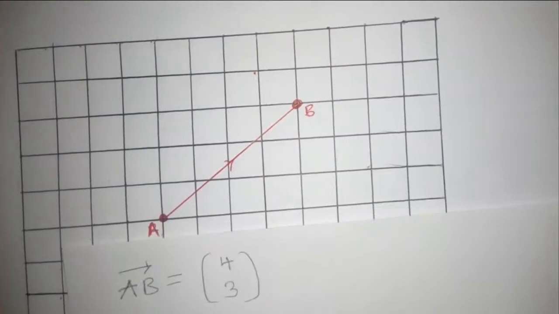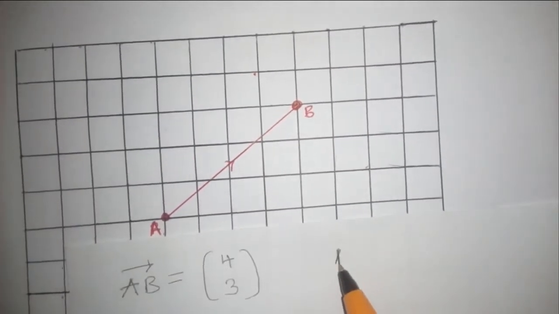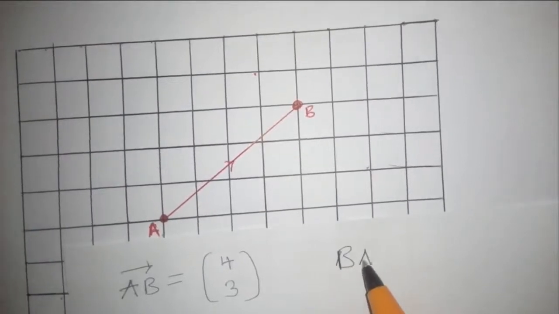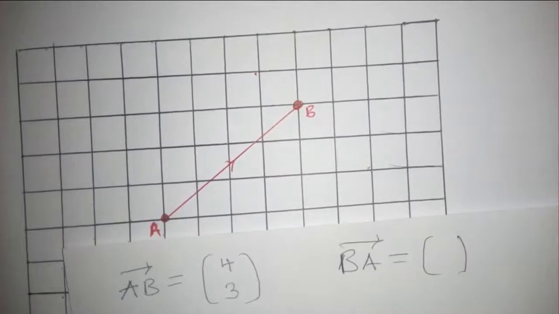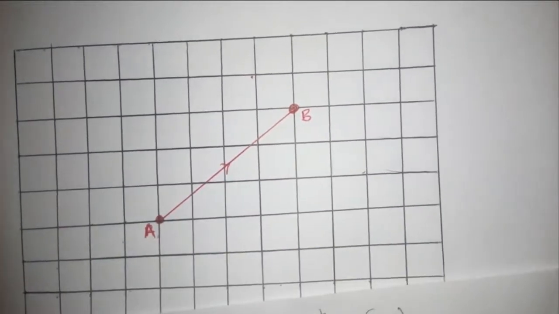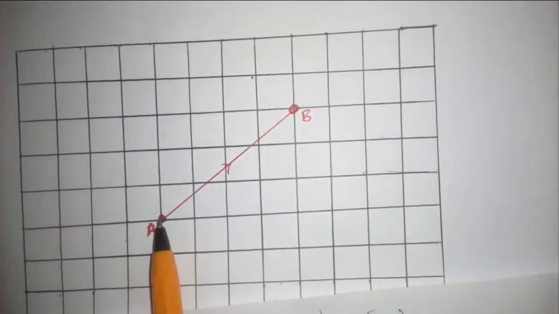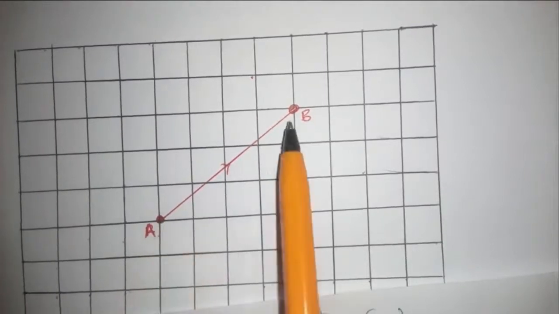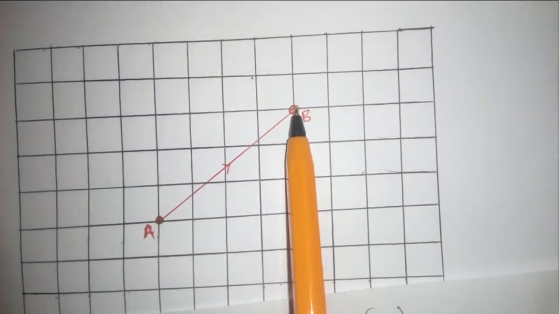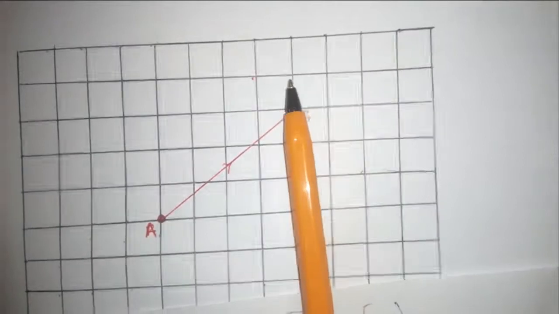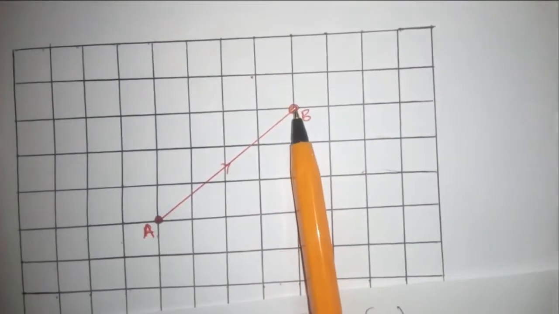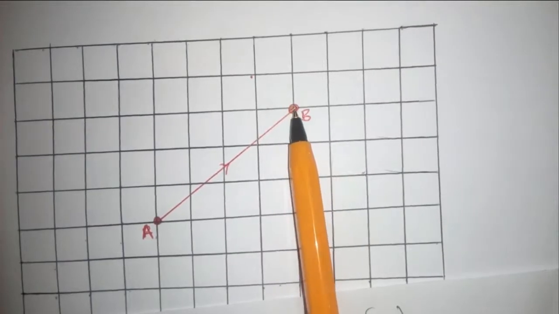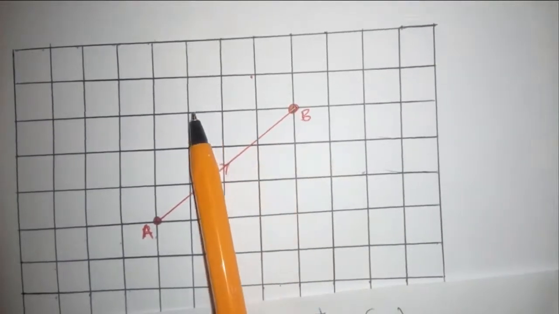What if we change this same vector? They want us to find vector BA. What happens in this case? Instead of starting from A, you start from B. So how do you move? You move from this, go this way, and then come down. From B, you count, this is 0, 1, 2, 3, 4.